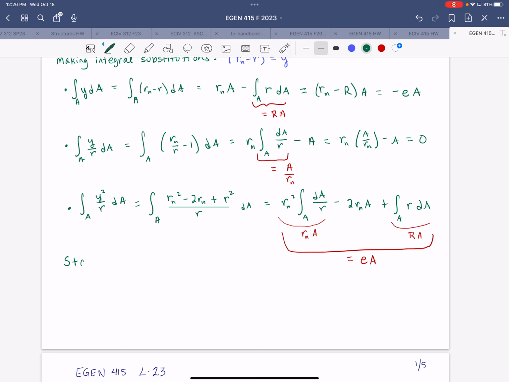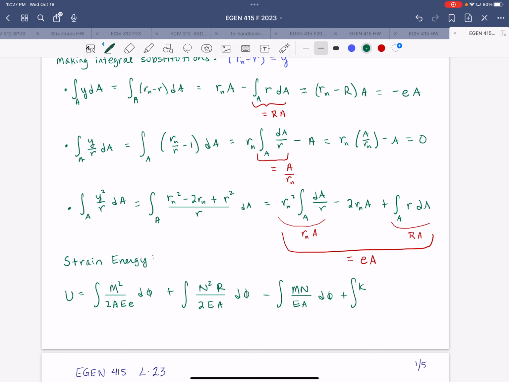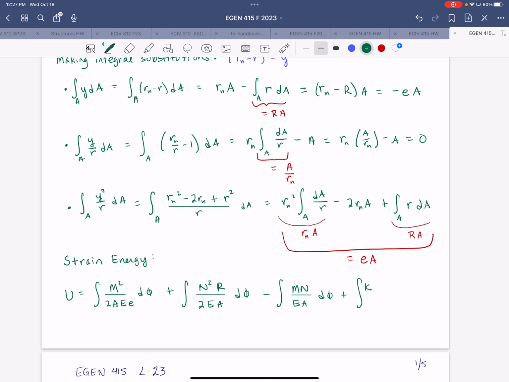All right, so that was the last one. So then we have an expression for our strain energy for a circular beam: the integral of M squared over 2A capital E lowercase e d phi, plus the integral of N squared times capital R over 2 capital E A with respect to phi, minus the integral of M times N over capital E A with respect to phi, plus, I forgot the integral, the integral of shear shape factor kappa times V squared over 2GA. And in this one we have R d phi.